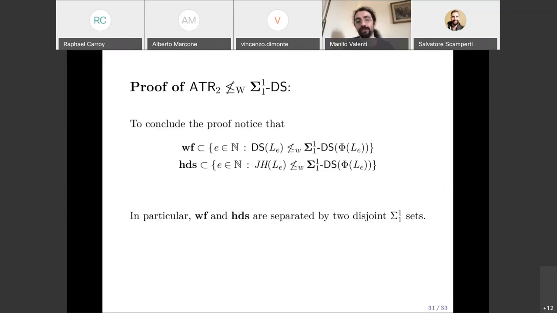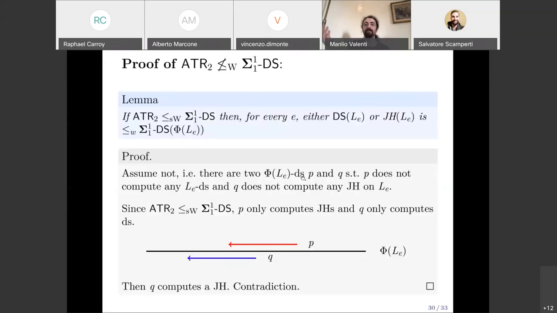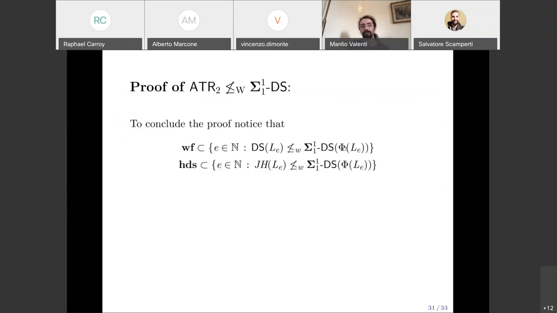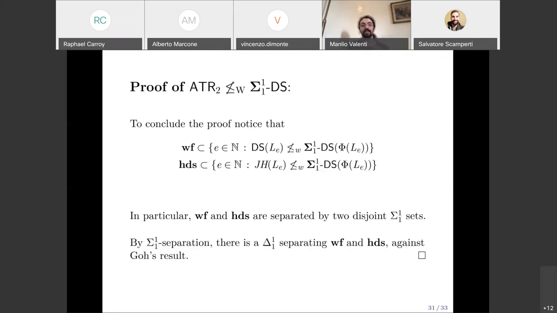And so we finally got to a contradiction, because we showed that these two sets are disjoint, and that's essentially what the lemma says, right? Because you either compute one or compute the other, and therefore there's no E that does not compute both. For no E do both non-reductions hold, and therefore the two sets are disjoint. They are sigma 1-1, so by sigma 1-1 separation there has to be a hyperarithmetic set separating WF and HDS, which is a contradiction against Jin-Law's theorem.